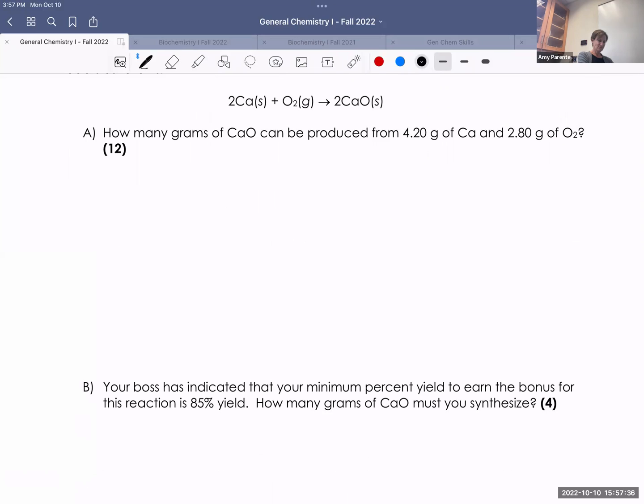But it never says what the actual is over top of the. So that's what you're solving for. You're solving for the actual. Okay, because this problem says your boss has indicated that, and I know you're looking at the key right now, that your minimum percent yield to earn the bonus is 85% yield. How many grams must you synthesize? So if theoretically you could synthesize 5.88, but you need to reach a minimum of 85% of that, we're solving for that actual piece. So that 5 grams, which is the answer, is 85% of 5.88.